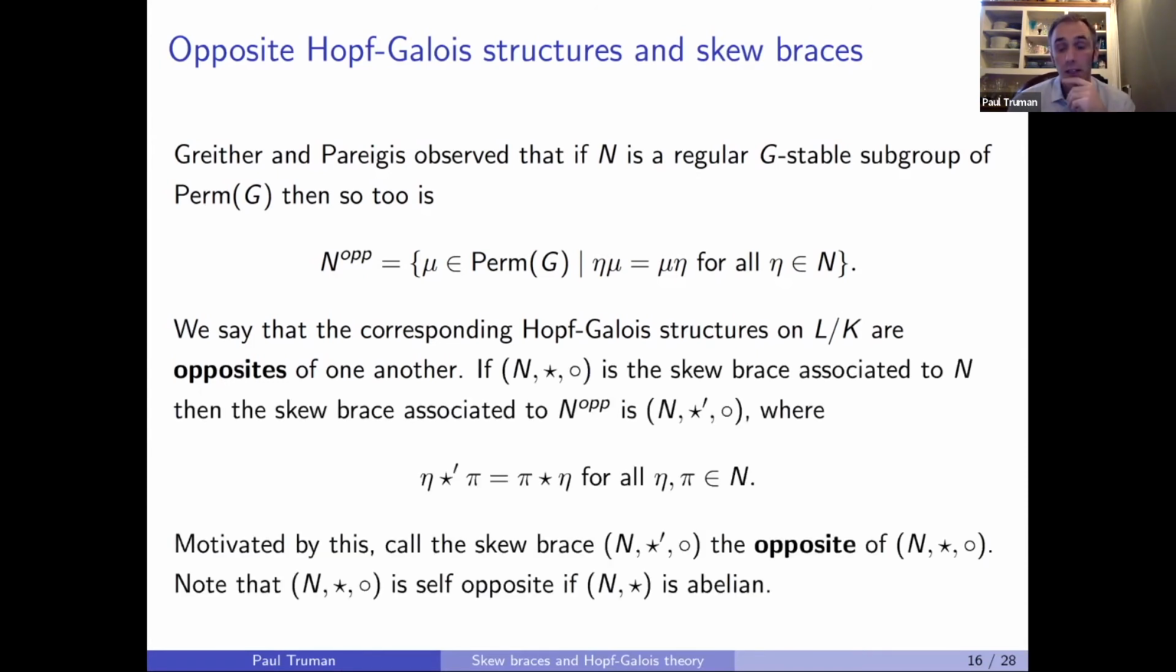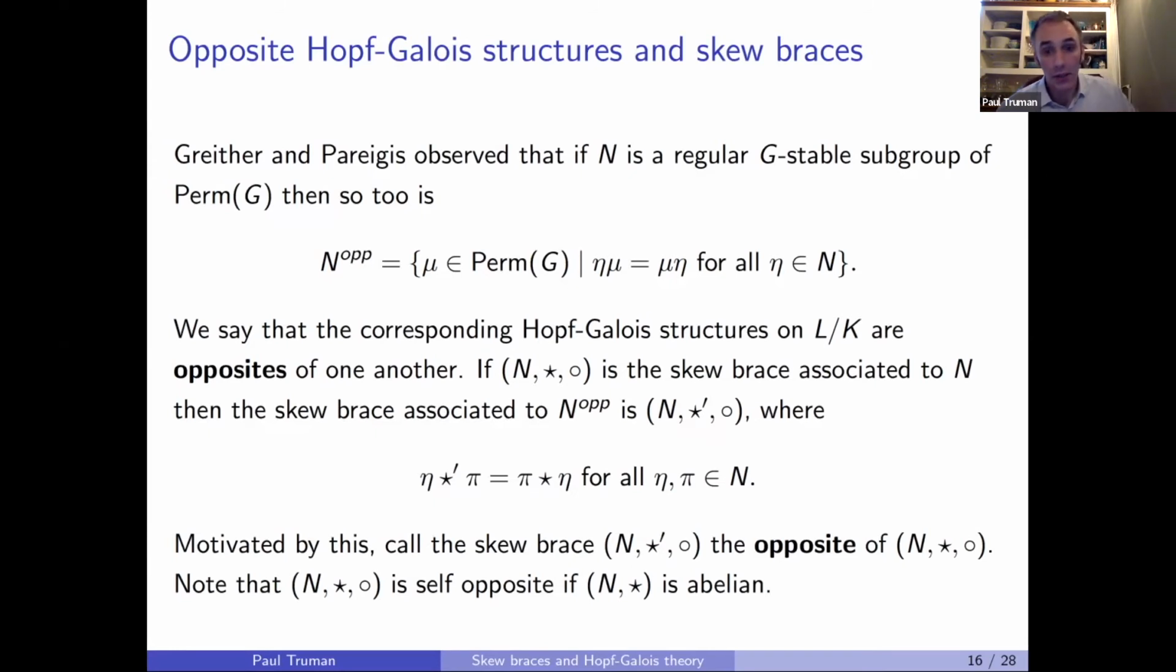And then you can ask the same sort of questions about what happens with the associated braces. So if (N, ⋆, ∘) is the skew brace associated to N, then the skew brace associated to N^op is going to be (N, ⋆', ∘), where ⋆' just reverses the order of multiplication with respect to ⋆. And so motivated by this, if I've got any skew brace, I can cook up the opposite of it just by flipping that first operation.